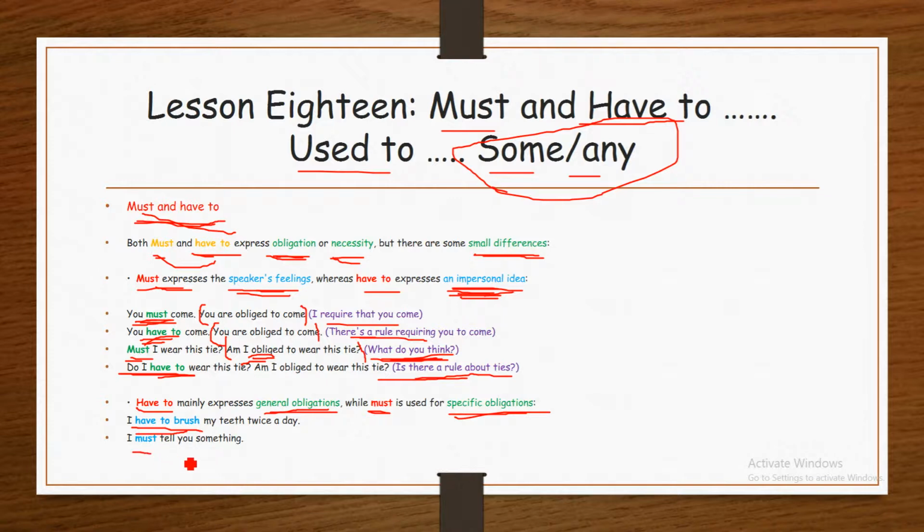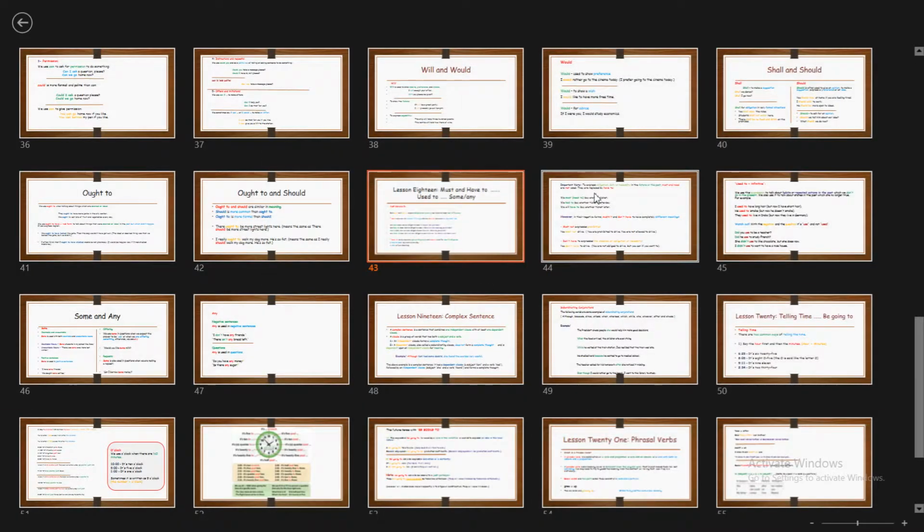I must tell you something. This is a specific obligation. I must tell you something. This is a specific obligation. Therefore, have to is used to express a general obligation, while must is used to express a specific obligation.